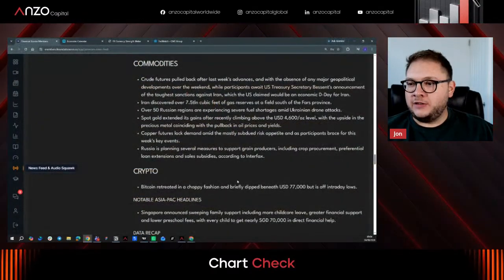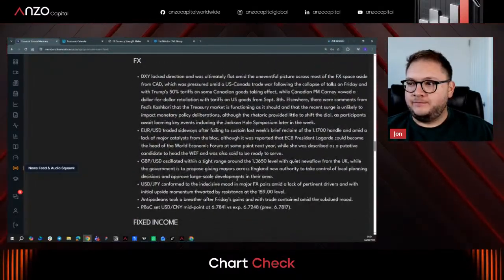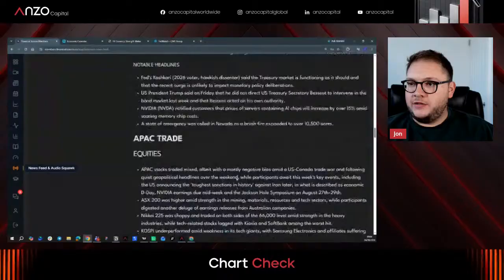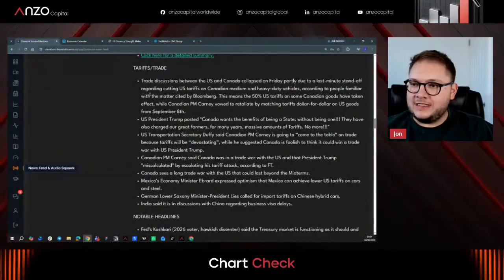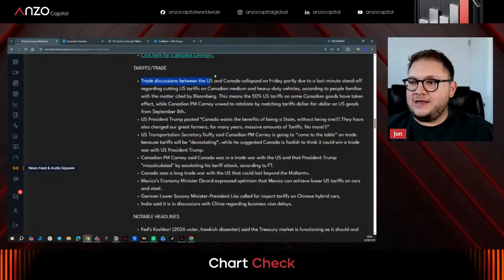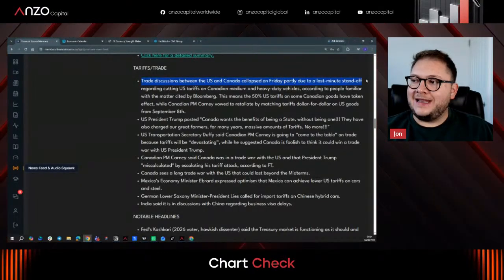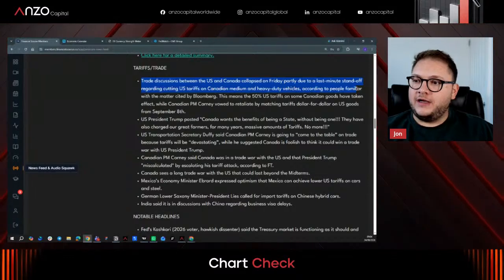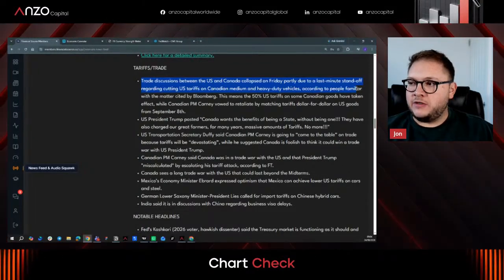Let's go take a look at some of the notes from it. This is from News Squawk. They've done a whole section here on the tariffs and the trade war. So let's go through it. It says that trade discussions between the US and Canada collapsed on Friday, partly due to a last-minute standoff regarding cutting US tariffs on Canadian medium and heavy-duty vehicles.